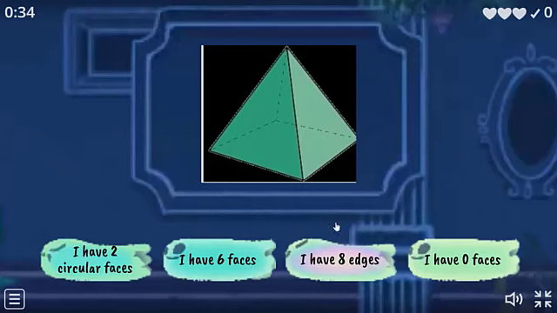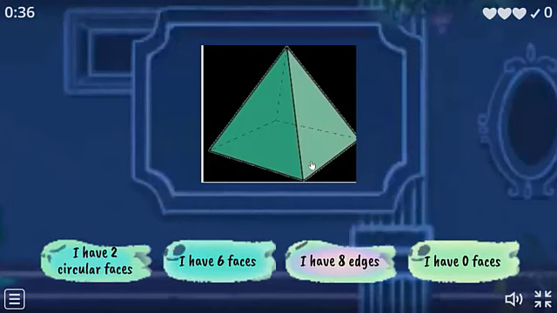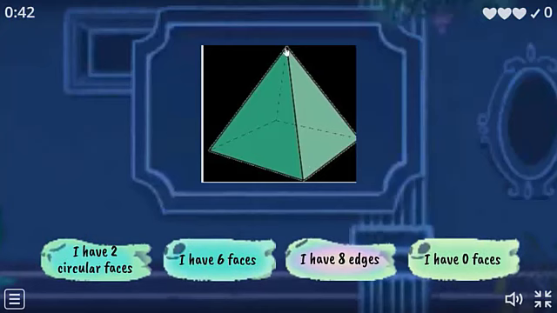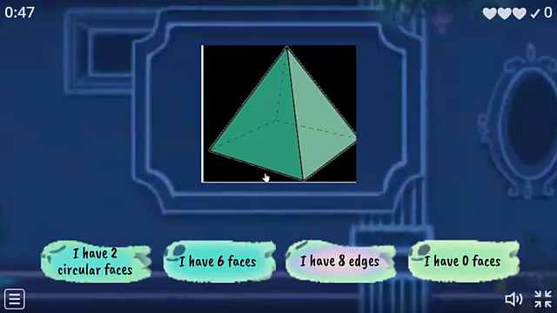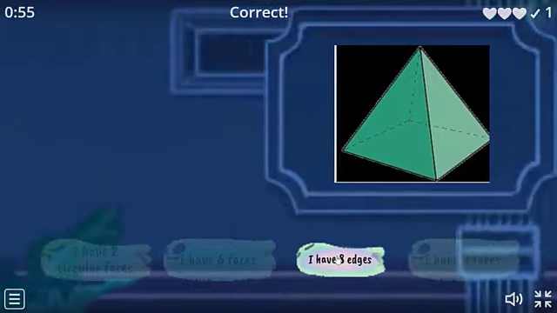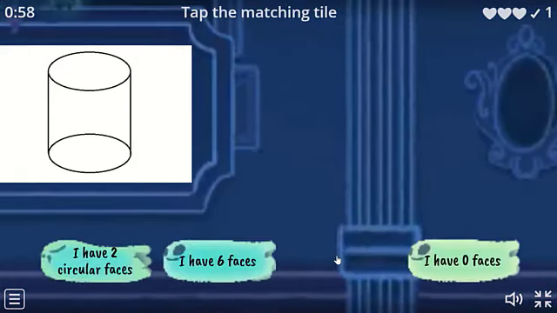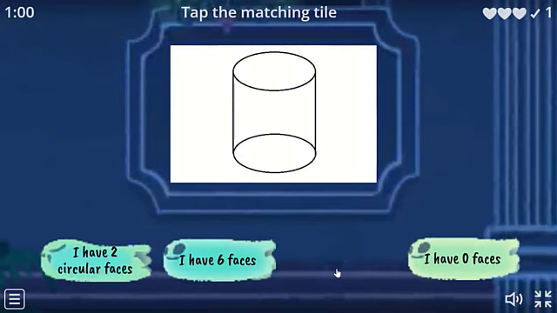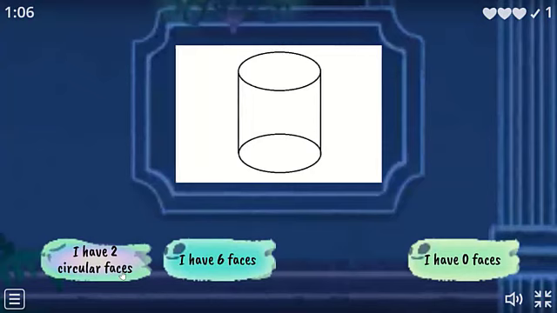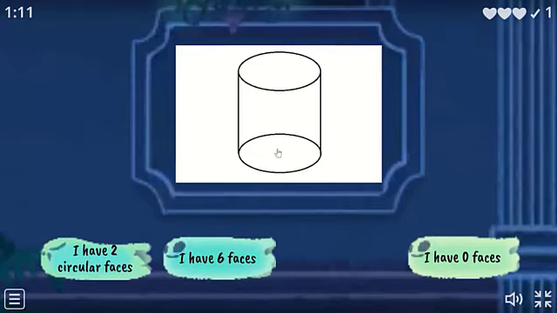I have 8 edges. Does the square-based pyramid have 8 edges? Let's count: 1, 2, 3, 4, 5, 6, 7, 8. Yes, it has 8 edges. This is a cylinder. I have 2 circular faces. Does the cylinder have 2 circular faces? Yes, the cylinder has 2 circular faces.